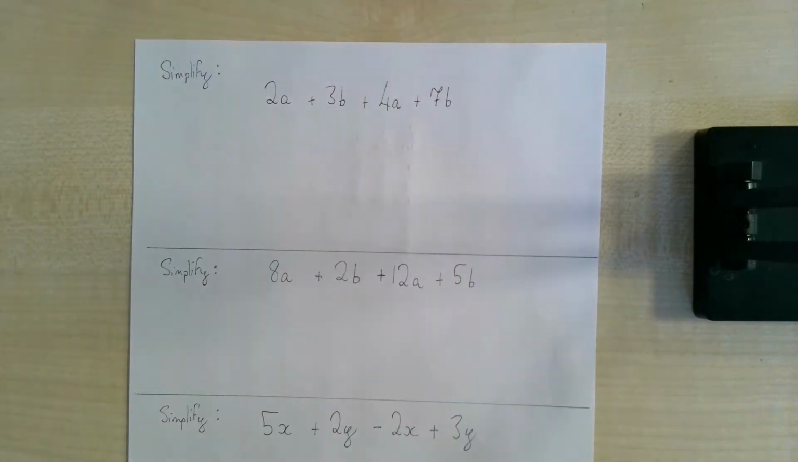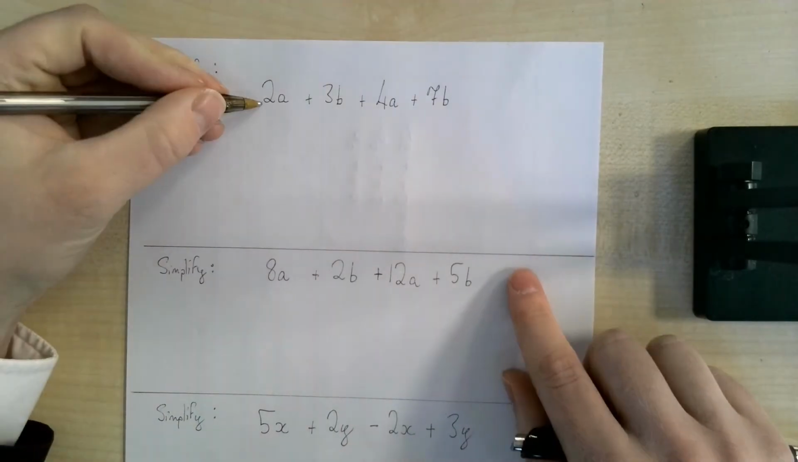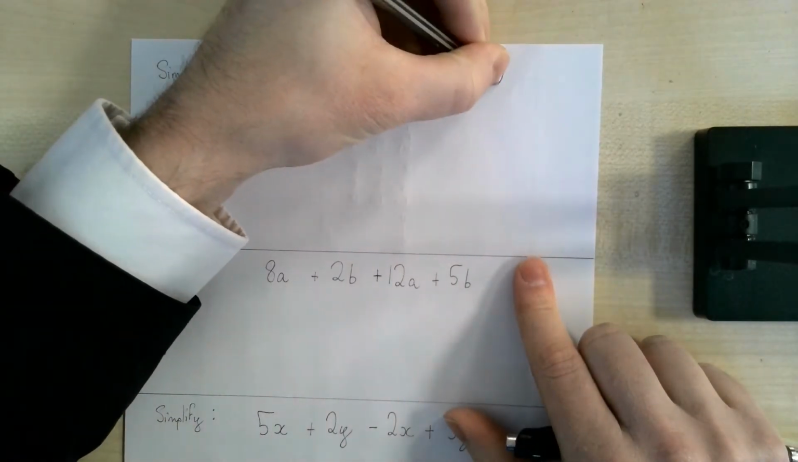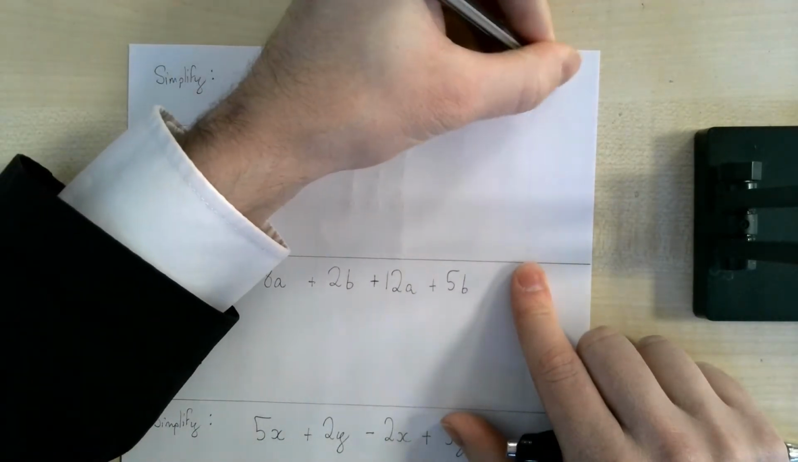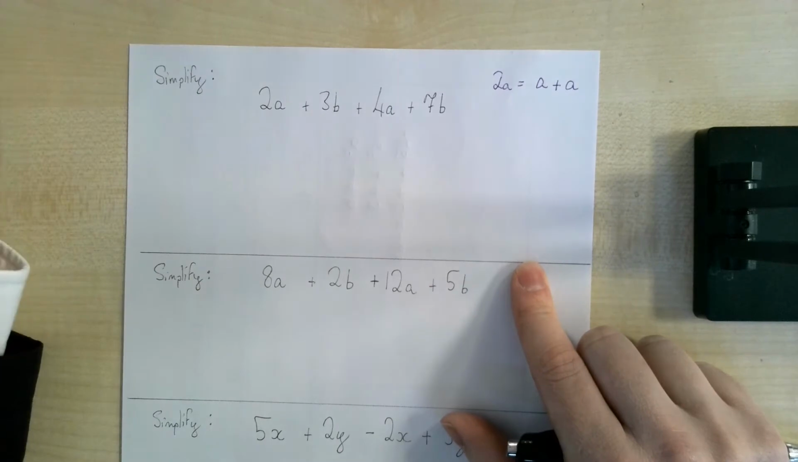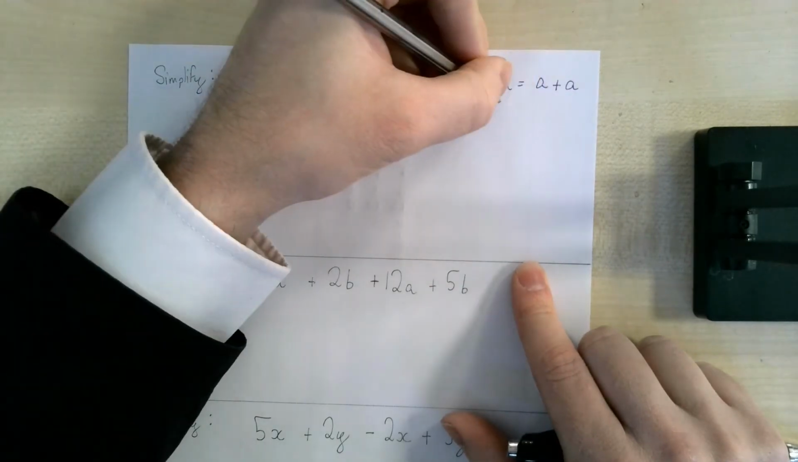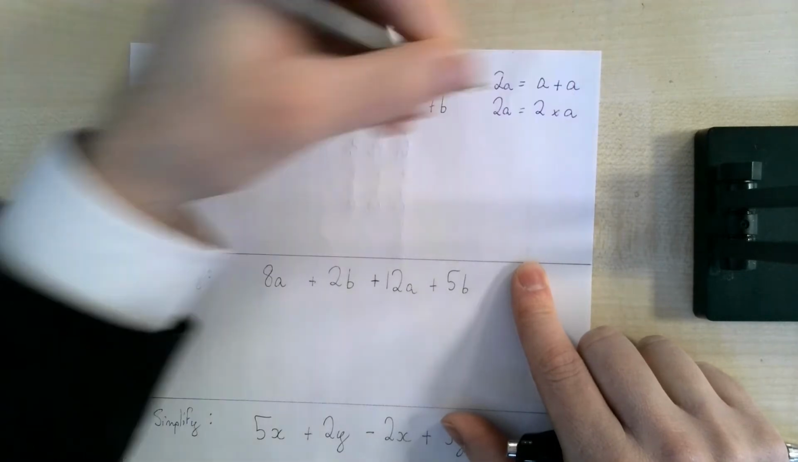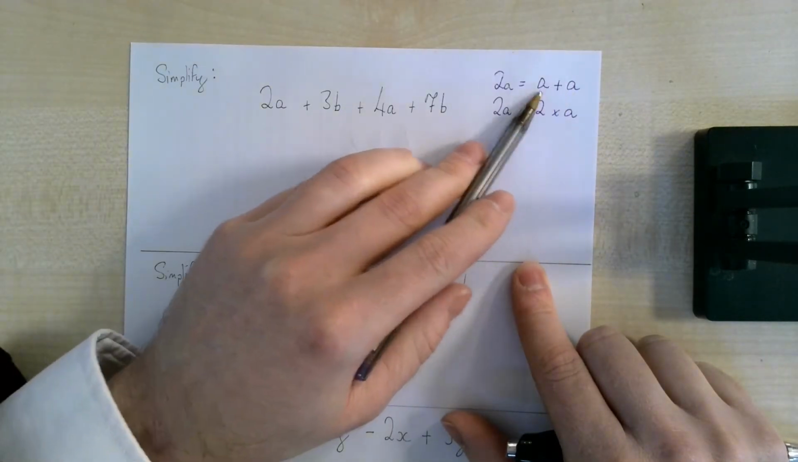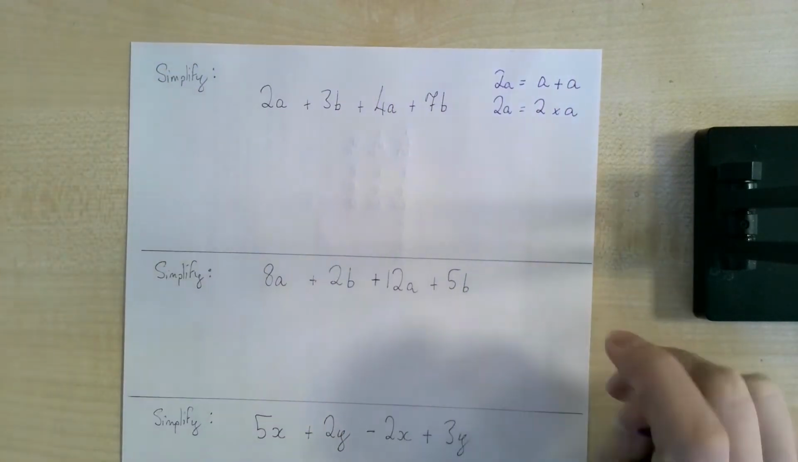What you should know already and recall is that if we have 2a, for example, that means we've got two lots of a. So we've got two a's. Or you could write that as 2a equals 2 times a. So again, two lots of a. That's what you need to understand it as.